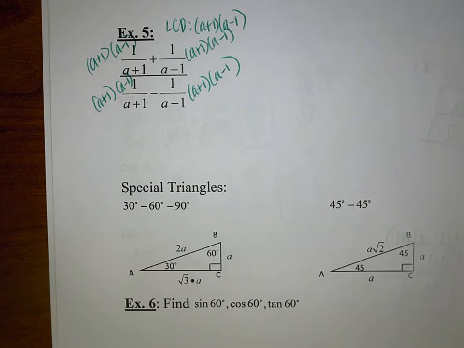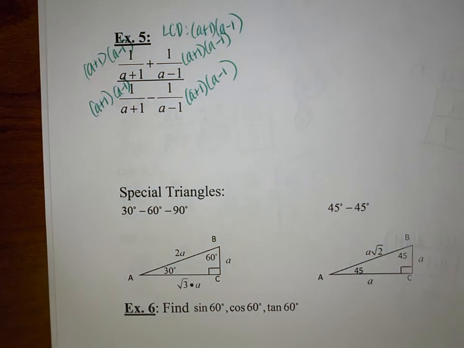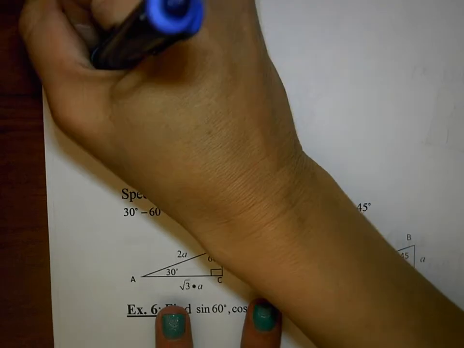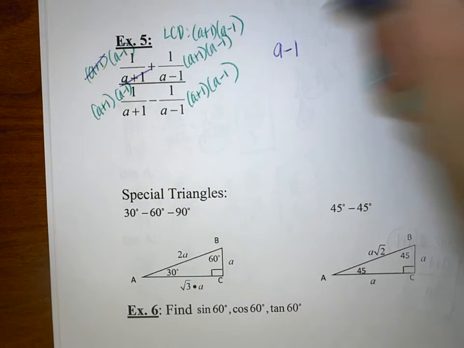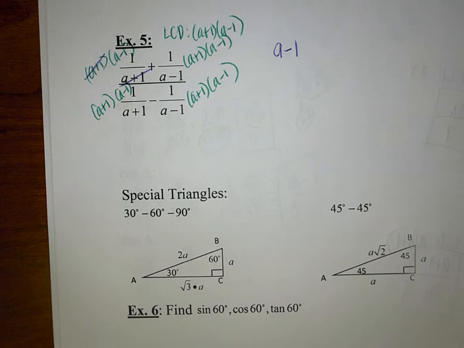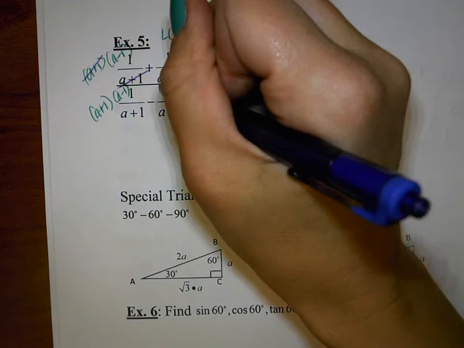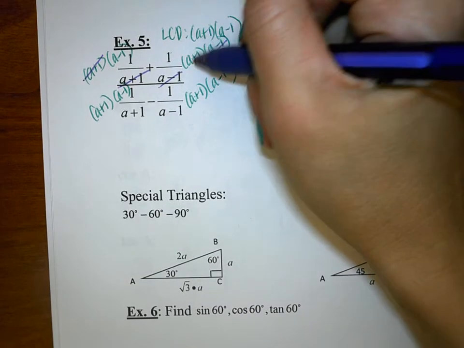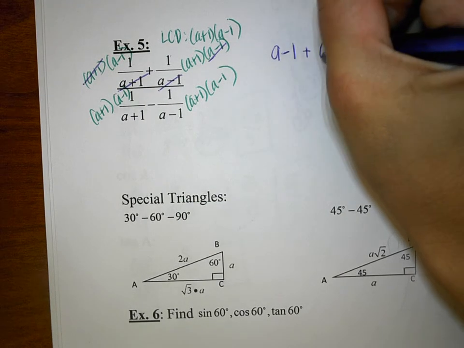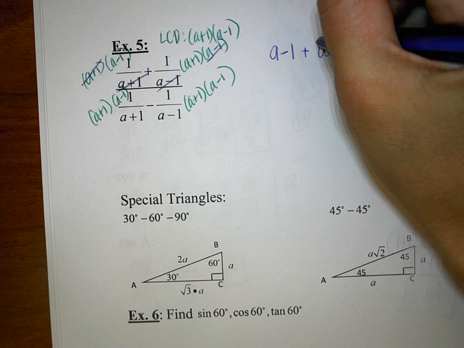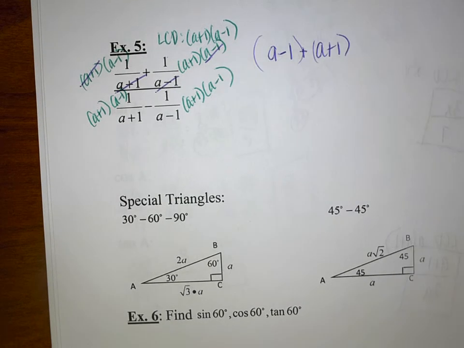Maybe it is negative 1. Okay, let's check this out. So what happens here on the first term? Top left, the A plus 1's cancel out, and we have 1 times A minus 1, which is just A minus 1. Check your work as we're going through this. The next term, A minus 1's cancel, and I have left 1 times A plus 1. So I have plus A plus 1. These are not multiplying, okay? They're adding together. Do we all agree?